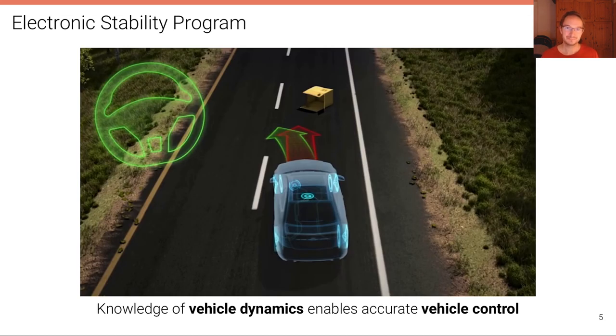As already mentioned, in order to control a vehicle, we need knowledge of the vehicle dynamics. And in fact, today's cars do have a lot of sophisticated controllers in there. For example, there is ESP that controls the 4 wheels of the car independently. And these systems are built based on our understanding of the vehicle dynamics. So here's a little video that illustrates this.